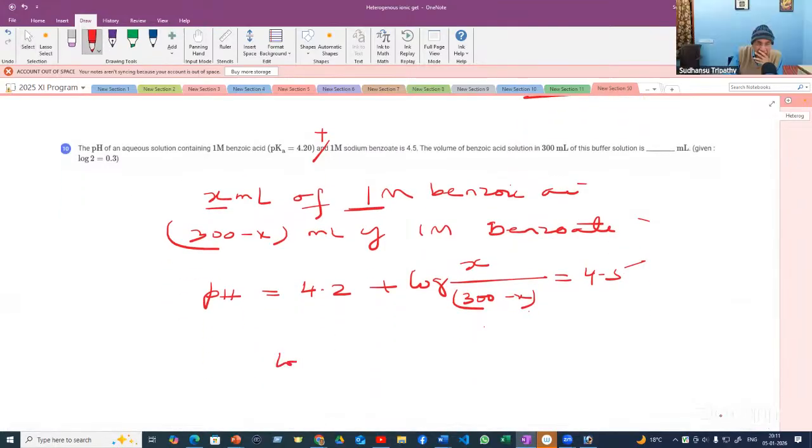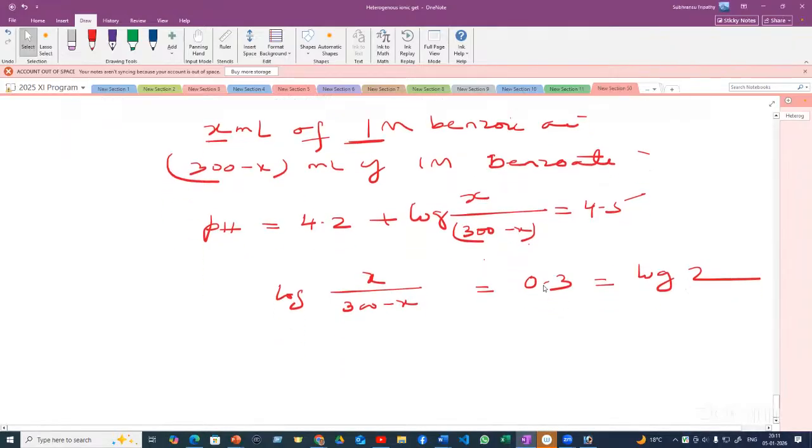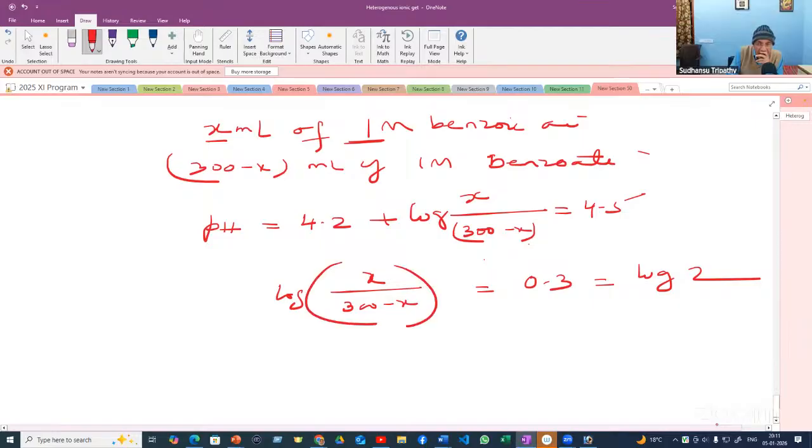This is log x by 300 minus x is equal to 0.3, which is equal to log 2. Yes or no? Yes, sir. So this log, so x by 300 minus x is equal to 2.